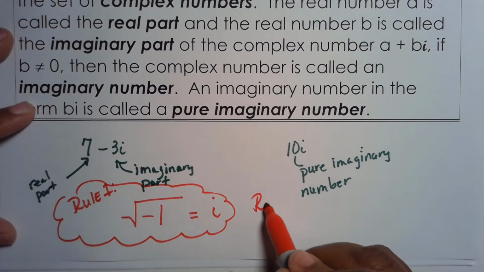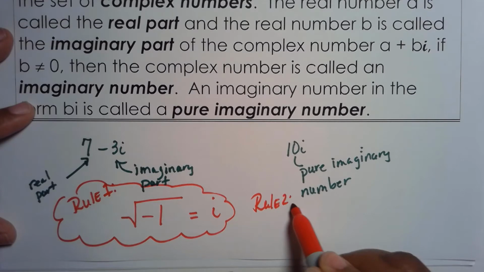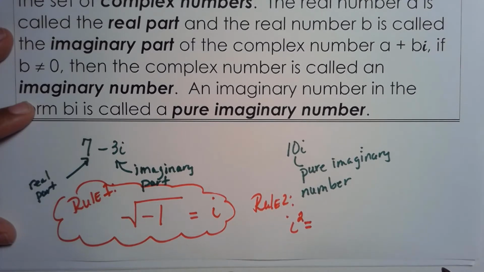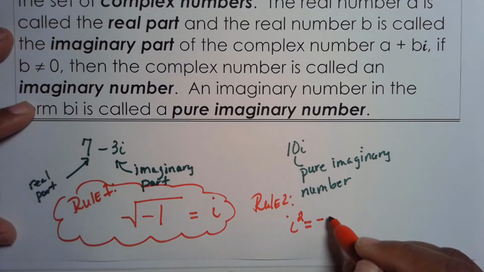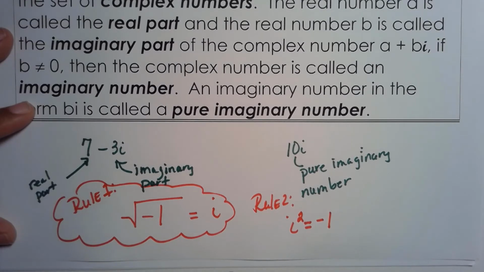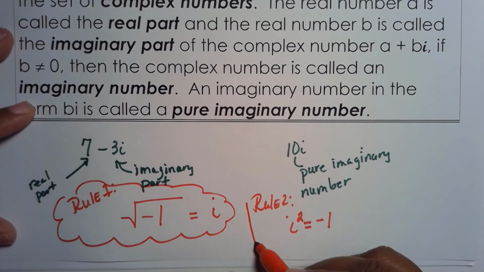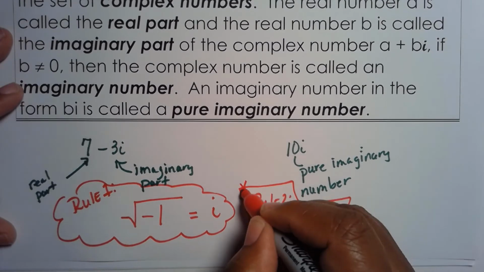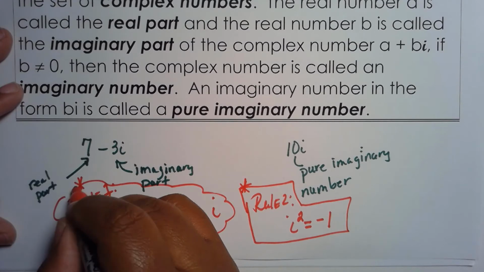Rule 2: anytime we multiply two imaginary units, that is going to equal -1. So those are the two rules that I want you to know that we're going to be using in this section.